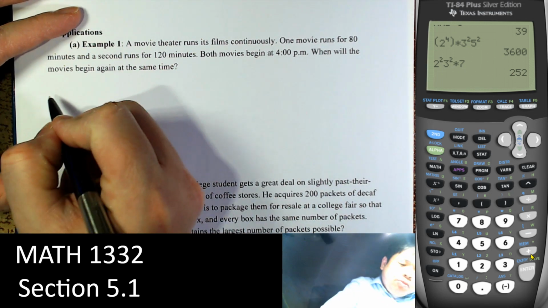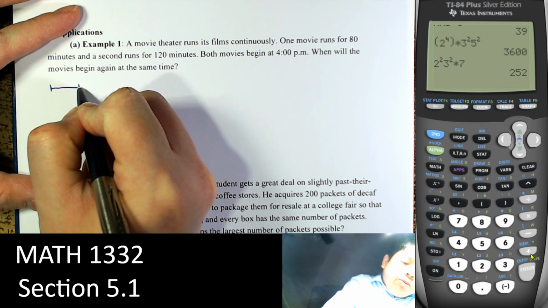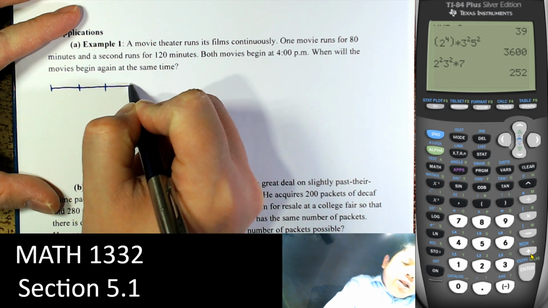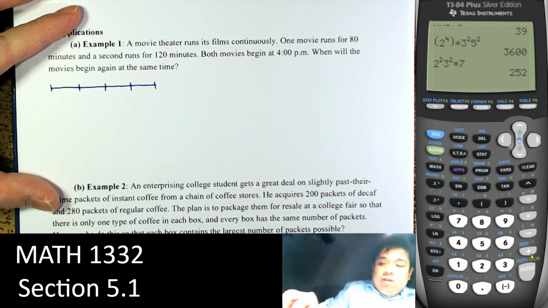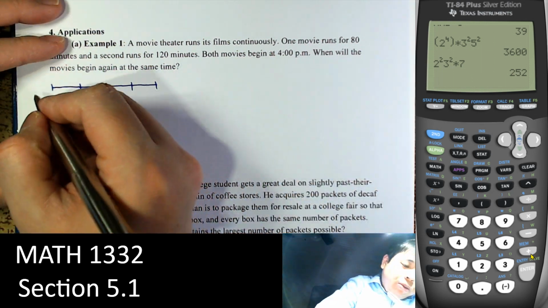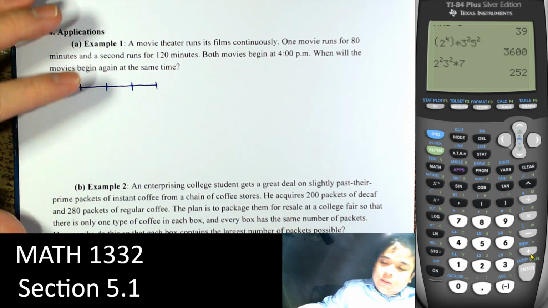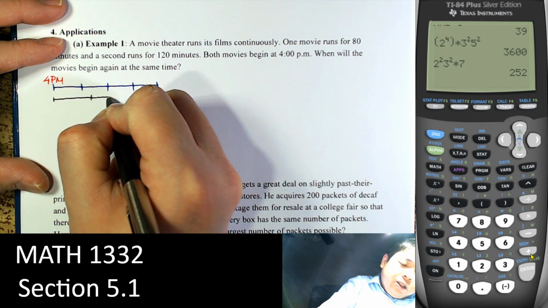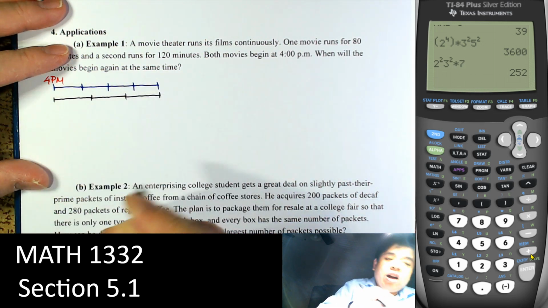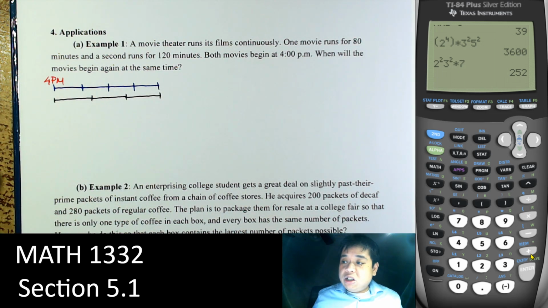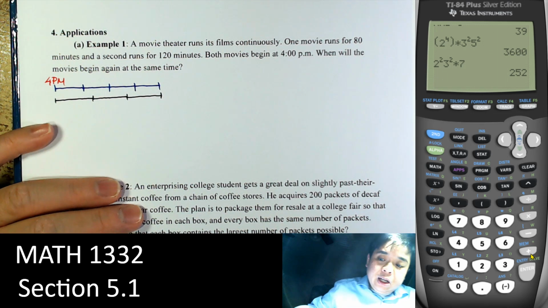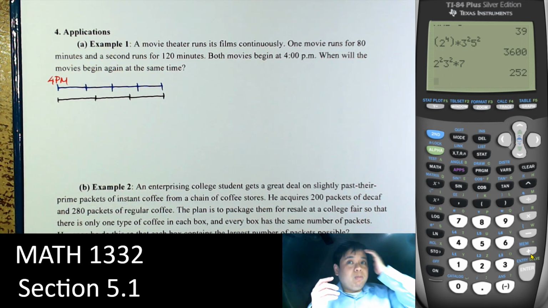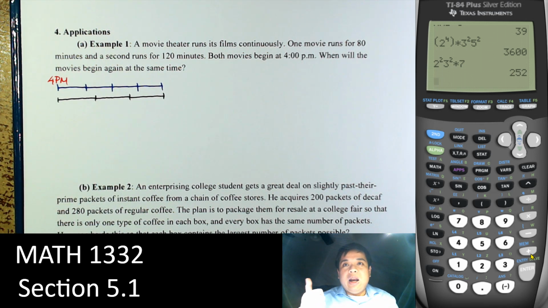So if we think about this, let's say this is 80 minutes, and both of them start at 4 p.m. Then the other is 120 minutes, so that's a little bit longer. Eventually they catch up at the same time, and the question asks what that time would be. So in that case, remember the last example, we said it doesn't matter whether it is greatest common factor or least common multiple, we just do the prime factoring first.